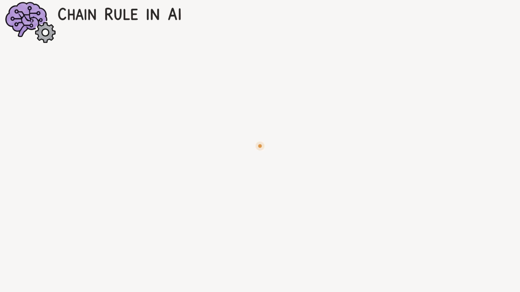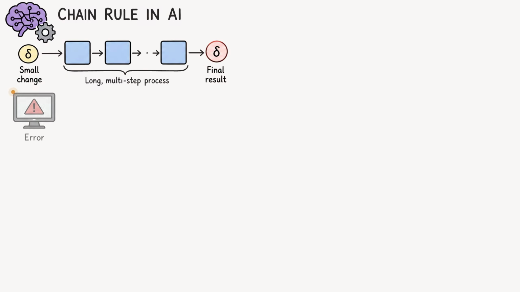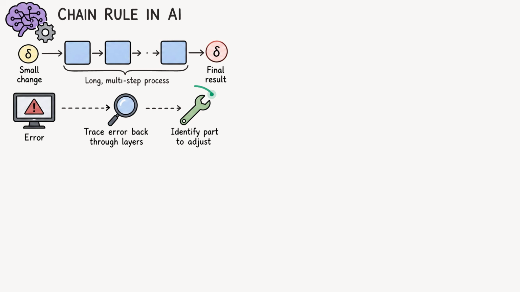Modern artificial intelligence relies on a mathematical engine called the chain rule. This rule provides a systematic way to calculate how a small change at the beginning of a long multi-step process affects the final result at the very end. In the context of AI, it is the fundamental tool that allows a computer to look at a mistake it made and trace that error back through many layers of processing to identify exactly which part needs adjustment.